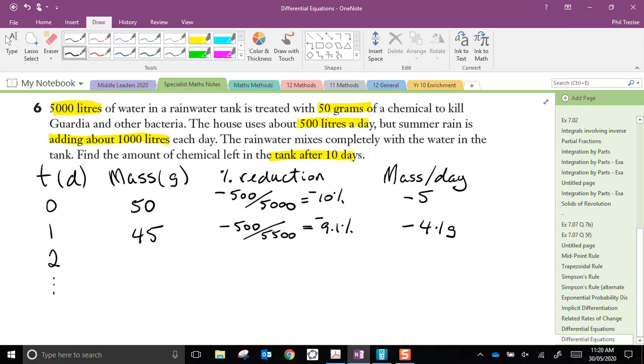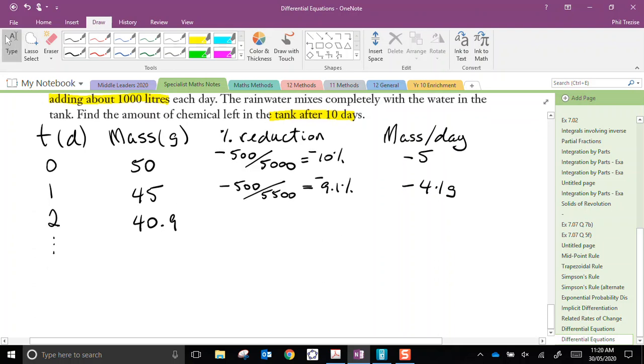Let's do this one more time. 45 minus this would be 40.9 grams in the tank on the start of the second day, or 2 days after we began. So the family uses 500 litres per day, but because of the additional rain, the tank is now holding 6,000 litres. And that works out to be about an 8.3% loss, or a reduction in real terms of about minus 3.4 grams. So that's enough.